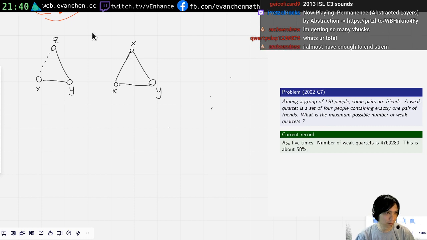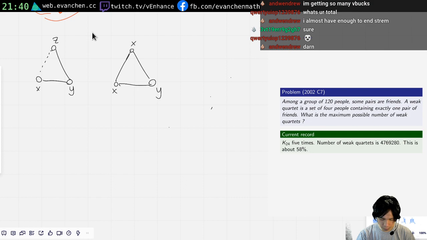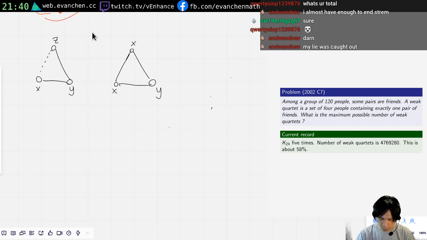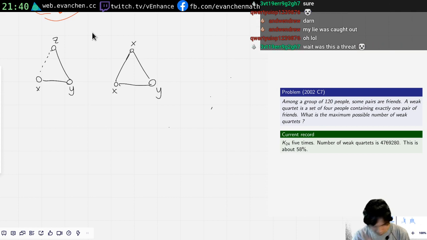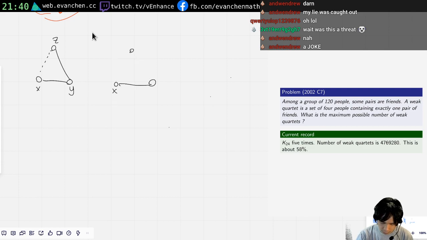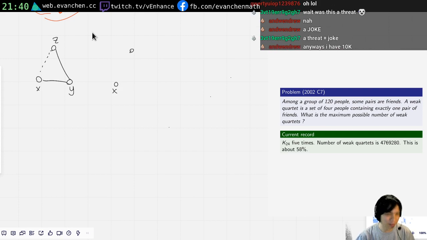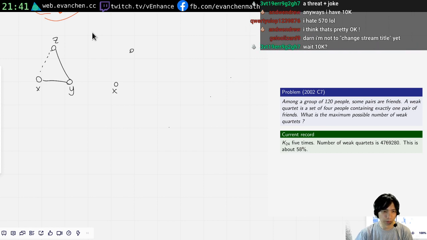Okay, so the XX can't be in a weak quartet. So no weak quartets involve this edge anyways, right? Or sorry, no, wait. Maybe I don't want to do this. I actually want to delete edges, right? That is easier because of weak quartets. Basically, I want to do some cloning such that the number of weak quartets goes up.